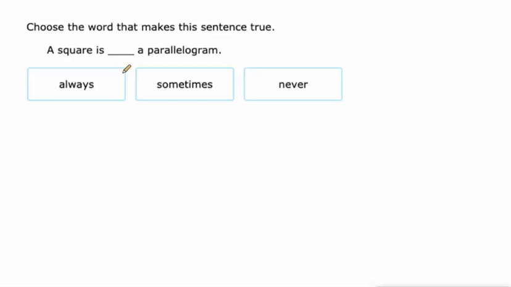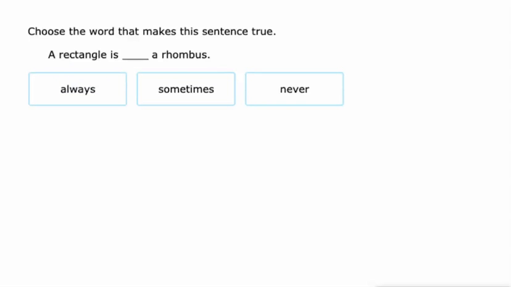A square is blank a parallelogram. Is a square always a parallelogram? Well, a parallelogram has two pairs of parallel sides. Will a square always have two pairs of parallel sides? Yes, it will. The opposite sides of a square will always be parallel, so that's why it will always be a parallelogram. It's a special kind of parallelogram that has four right angles and four equal sides.